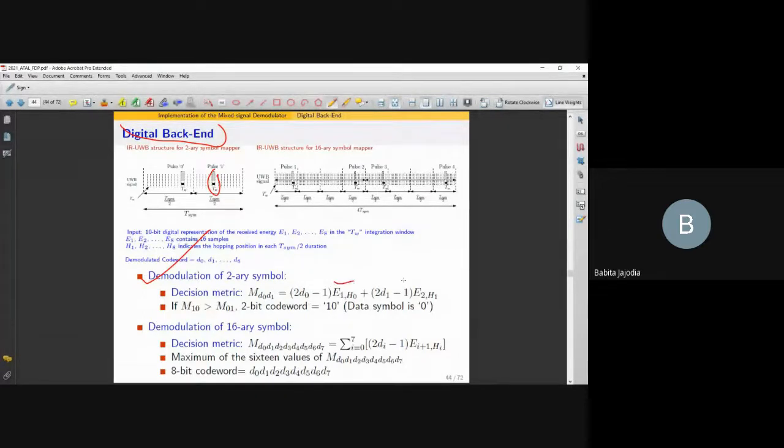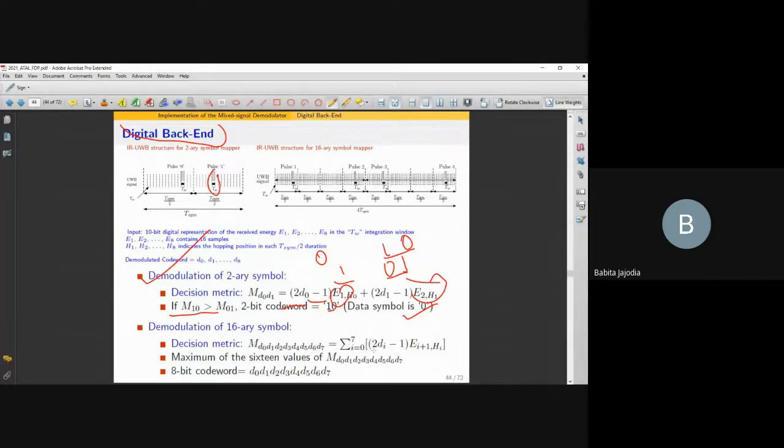You will have two energy values, right? Based on these two energies, you will do the calculation for each of the code words. You will find two values: for the 0 bit it was 10, for 1 it was 01. So you will calculate for 10 in this equation and for 01. This value is what you have received, right? Based on which value is higher, you will find that this code word is accepted and this data symbol is applied.